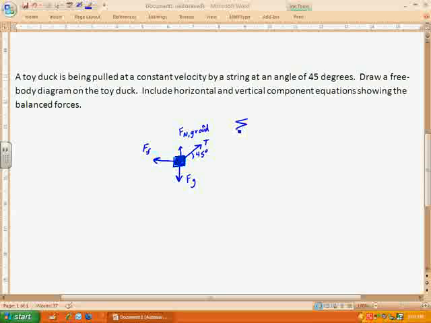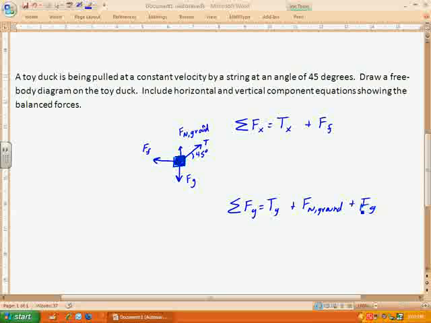Now prior to this, I allowed you to get away with just writing that the sum of the horizontal forces is equal to the horizontal tension plus the force of friction. And I allowed you to get away with saying that the sum of the forces in the y direction is the tension in the y direction plus the normal force of the ground plus the force of gravity.